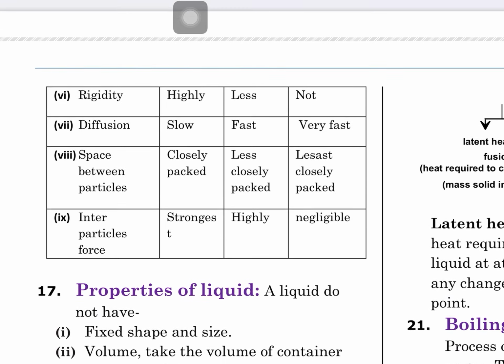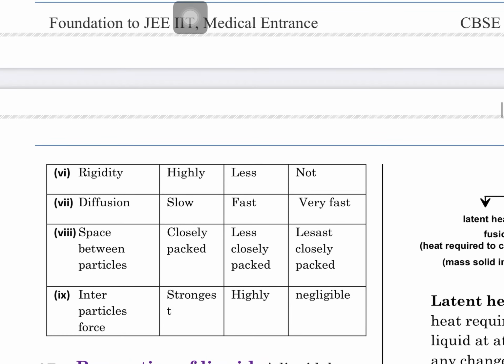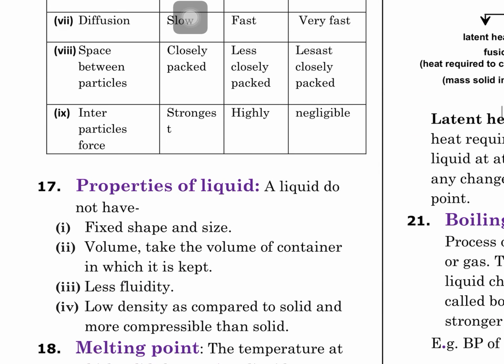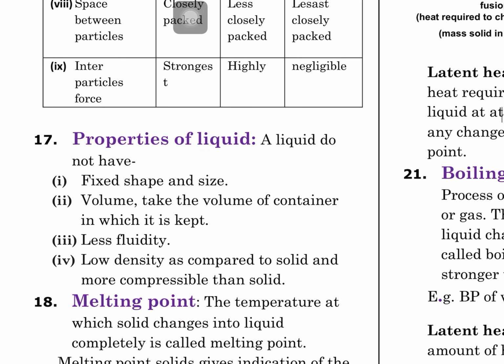So on the basis of these aspects and the characteristics of matter in different states, solid, liquid and gas, we can understand the properties of liquid. Is that clear? Before discussing the properties of liquid, I want to tell you how the question comes in examinations. In the examination, the question comes: write three characteristics and properties of liquids. First, fixed volume but no fixed shape. Second, it takes the shape of the container in which it is kept. Third, fluidity and low density as compared to solid.